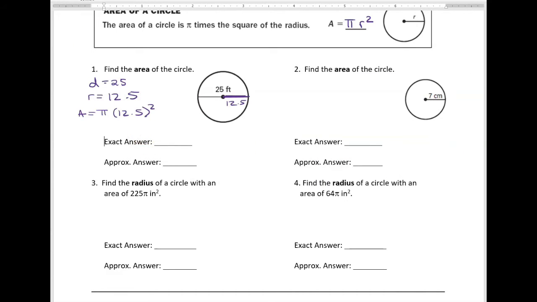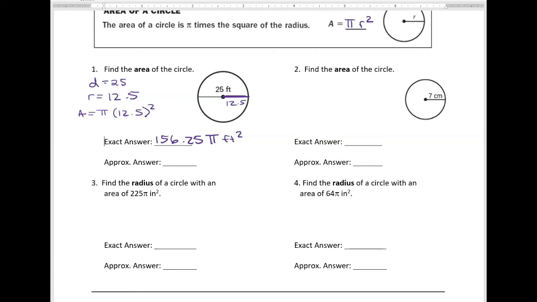And so now I'm going to go back into the document and I'm going to write for my exact answer 156.25 pi. Because the pi didn't get multiplied to the r squared yet. And that's because in order for it to be exact, we need to just write pi as is, because pi goes on and on forever. And so because it's irrational, we have to include it without trying to round that value. And so it's 156.25 pi feet squared.